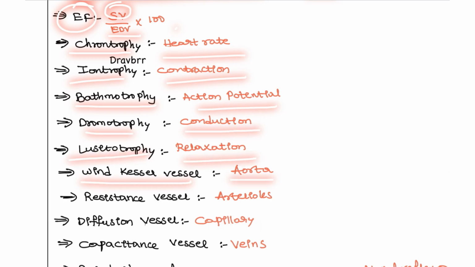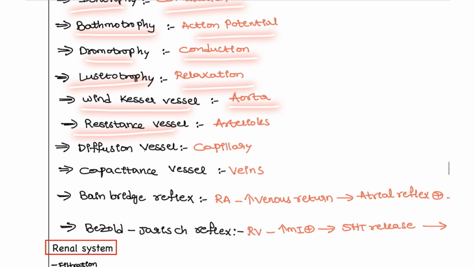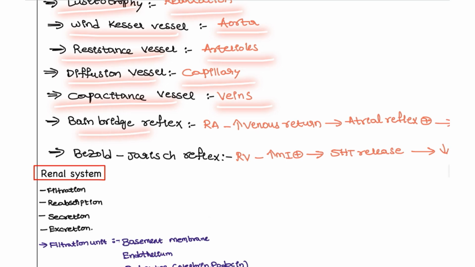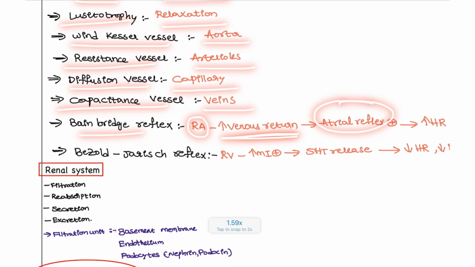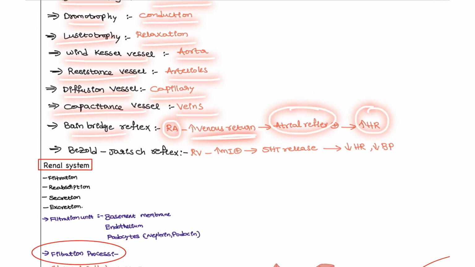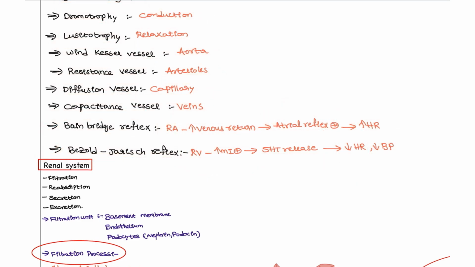Windkessel vessels are known as the aorta, resistance vessels are arterioles, exchange vessels are the capillaries, capacitance vessels are the veins. The Bainbridge reflex is seen in the right atrium. Whenever there is increased venous return, it is going to increase the atrial reflex. That means heart rate will be increased. The Bezold-Jarisch reflex is seen in the right ventricle. Whenever there is an MI or any attacks, that will release serotonin, so heart rate and BP will be decreased. So these are the important two reflexes that you have to remember.